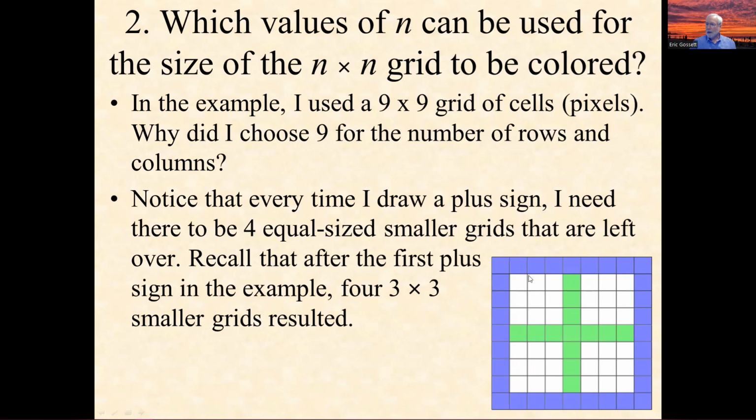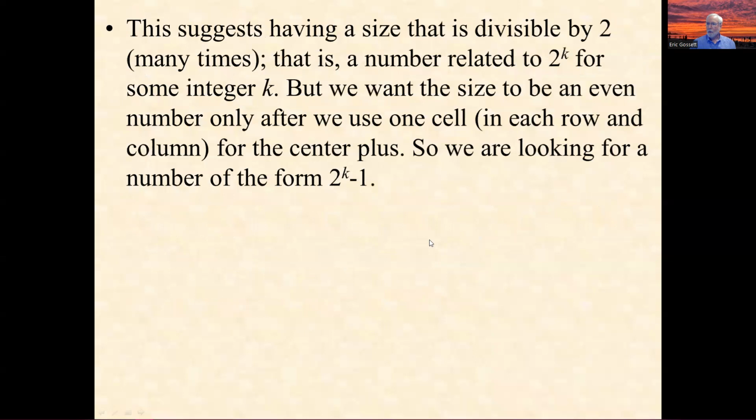Once I color the plus sign, I have only 6 columns, and I want to divide those into 2 equal groups of size 3. Similarly, once I do the horizontal line, I have 6 remaining uncolored rows of which I want to divide into 2 equal groups. This notion of continuing to divide into 2 equal groups over and over suggests that the size that we want to start with for the grid should be divisible by 2 many times. That is, we want our number related to 2 to the k for some integer.